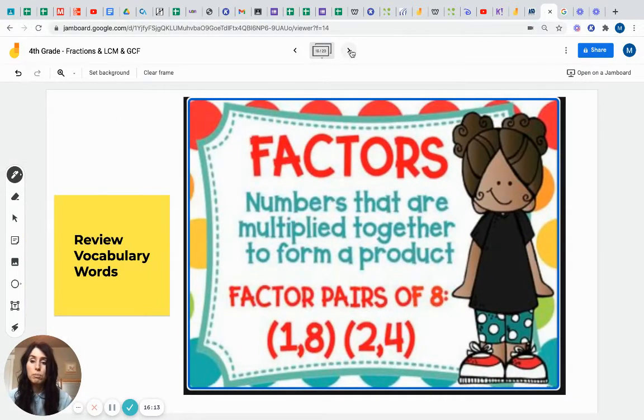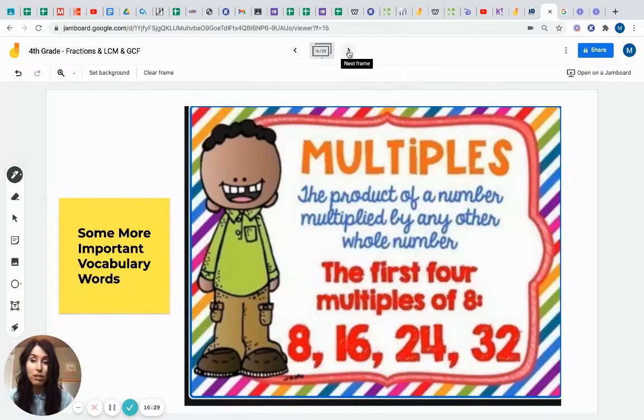Okay, let's review some important vocabulary words that we've learned. We've learned what factors are, numbers that are multiplied together to form a product. So the factor pairs of 8 would be 1 times 8 or 2 times 4. Does that ring a bell? You got it? Okay. Because you need to know what a factor is for what we're going to learn about next. Also, we need to know what multiples are.